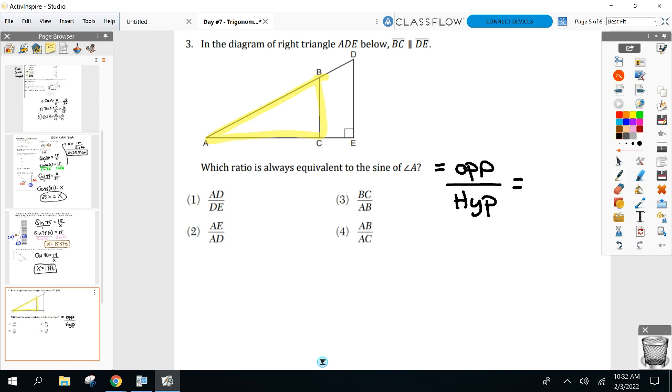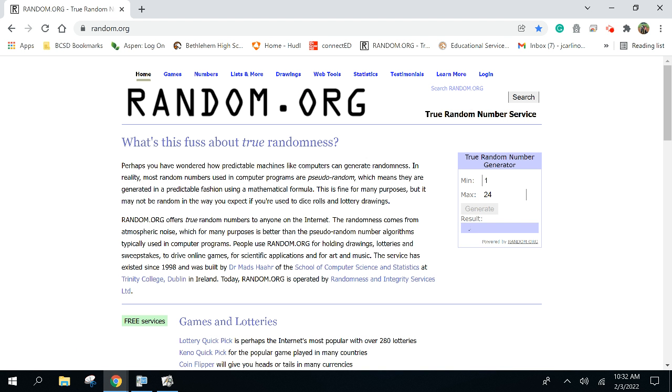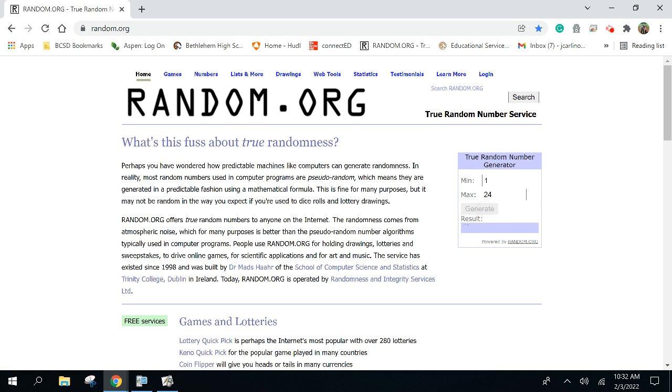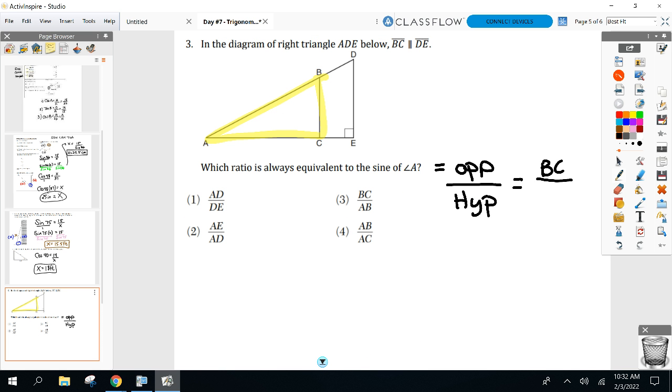What's the side opposite angle A in the small triangle? 17? That's BC. And what's the hypotenuse length here? What's the hypotenuse of this small triangle? AB. And lucky for us, look, that is a choice, right? All right, I'm still going to challenge you here in this class, definitely. Let's say that's not a choice.